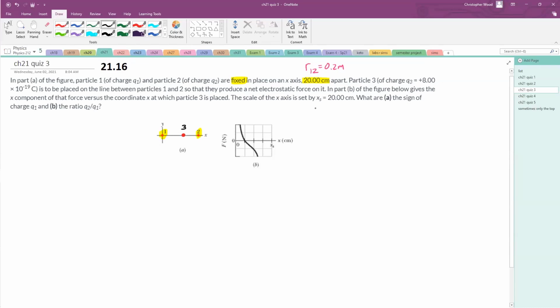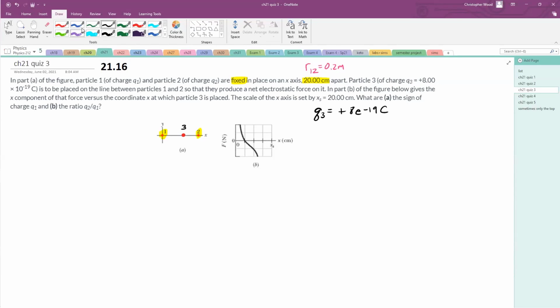So let's see here. Q3, the charge of particle 3, is positive 8 coulombs. So Q3 has a charge of plus 8 times 10 to the minus 19th coulombs. Coulomb is the unit for charge, just like kilogram is a unit for mass. Okay, so that's the charge on Q3. And I've got to start looking at the graph here. We have a graph, and the question is, what's the sign of Q1 and the ratio of Q2 over Q1?